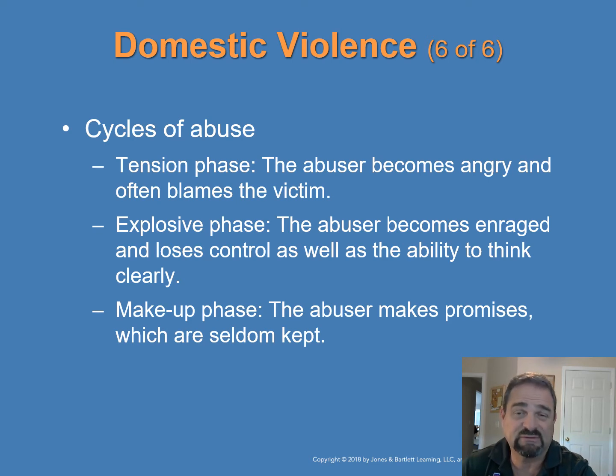Then you have the explosive phase. This is when the abuser becomes enraged and loses control as well as the ability to think clearly. This is when most injuries to the victim occur. Then you have the makeup phase. This is when the abuser makes promises which are seldom kept. This phase helps to keep the abused person in the relationship with the abuser. First responders may enter a domestic scene anywhere in this cycle. It can happen. So understanding the cycles will help you to anticipate the actions of both the abuser and the victim.